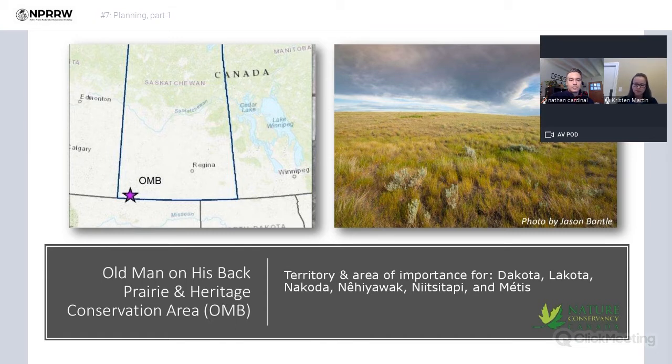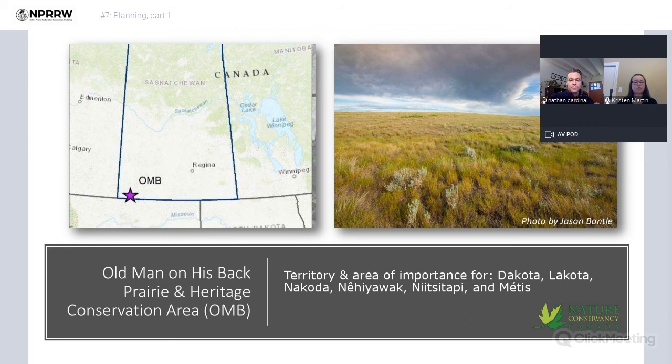For those of you who aren't familiar with it, Old Man on His Back is located in the southwest corner of the province, just about 16 kilometers north of the Montana border, and it's in the mixed grasslands ecoregion of Saskatchewan. So it's a fairly big area. It's about 5,200 hectares or 13,000 acres of mostly native grasslands.